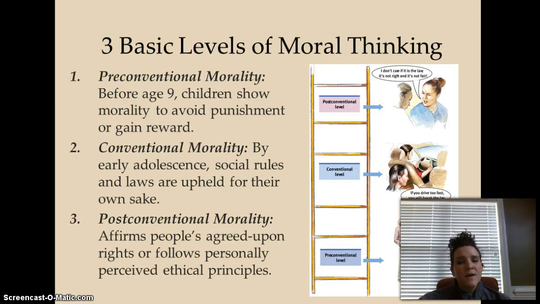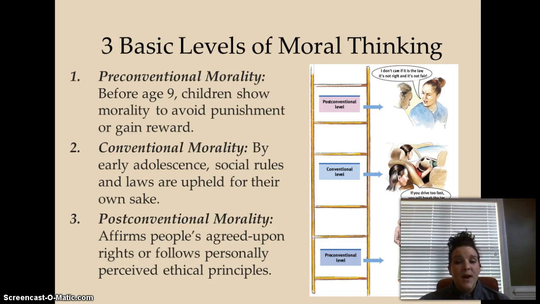Really quick, Kohlberg, and we'll come back to this later on, but Lawrence Kohlberg identified 3 basic levels of moral thinking: pre-conventional, conventional, and post-conventional. So pre-conventional is before age 9. Children show morality to avoid punishment or gain reward. So you can see down there in the bottom right hand, I better share this toy or mommy will be mad. The idea that you are making a choice based on rewards and punishment.